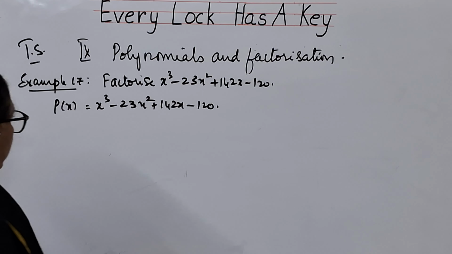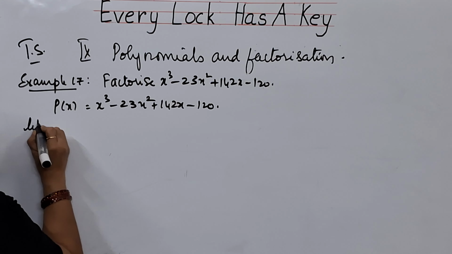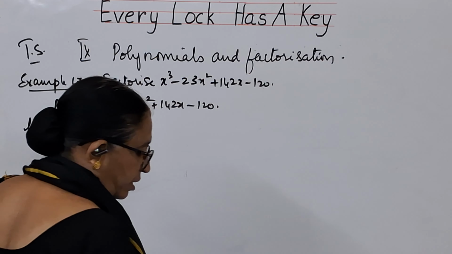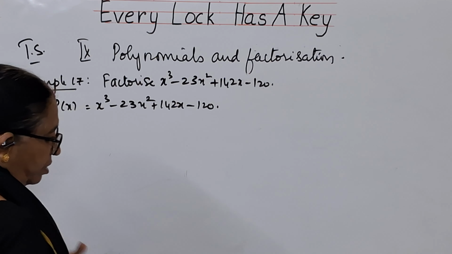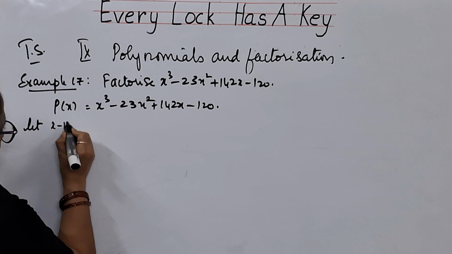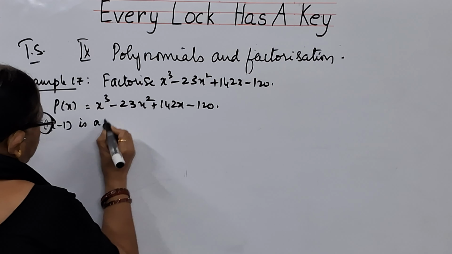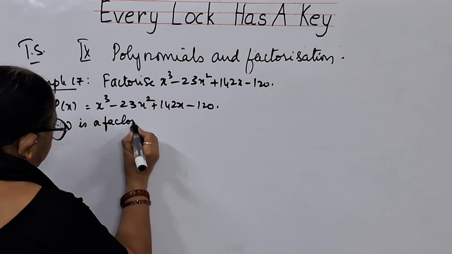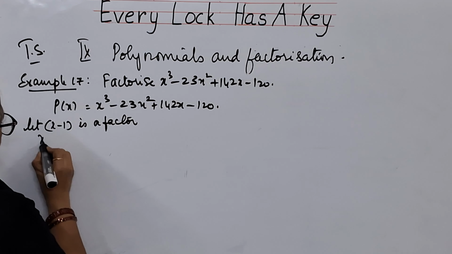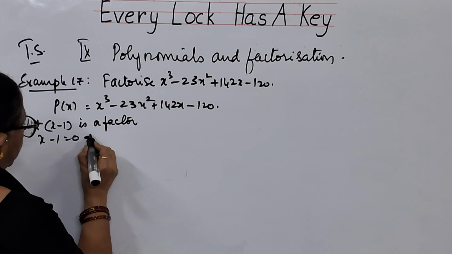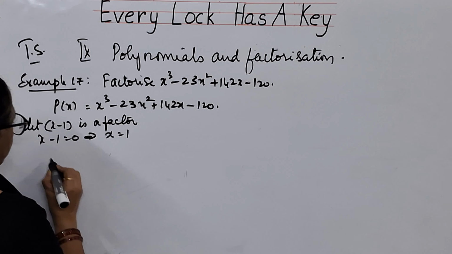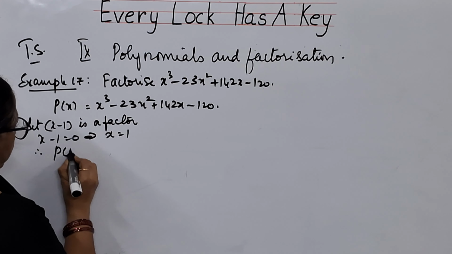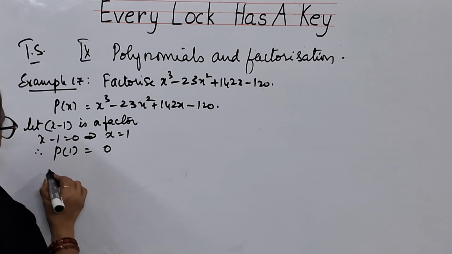So, first we will be considering that x minus 1 is a factor. Let x minus 1 be a factor. It is trial and error method, children. X minus 1 is equal to 0 implies x is equal to 1. Therefore, p of 1 should be 0.